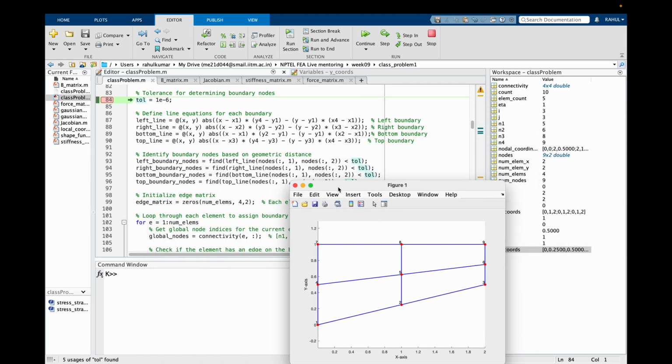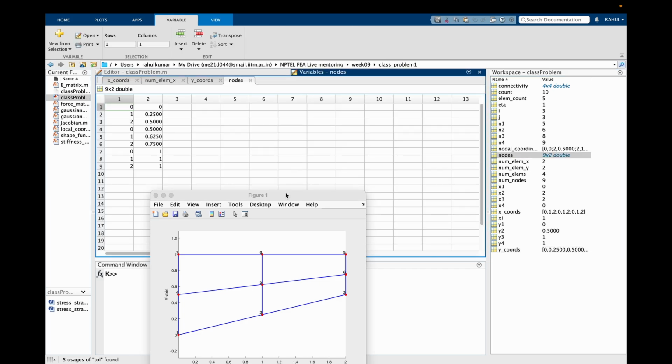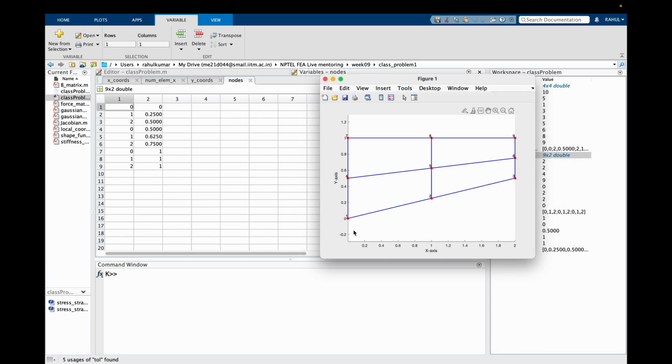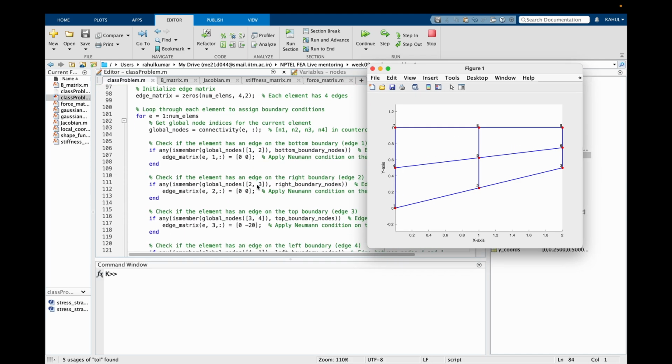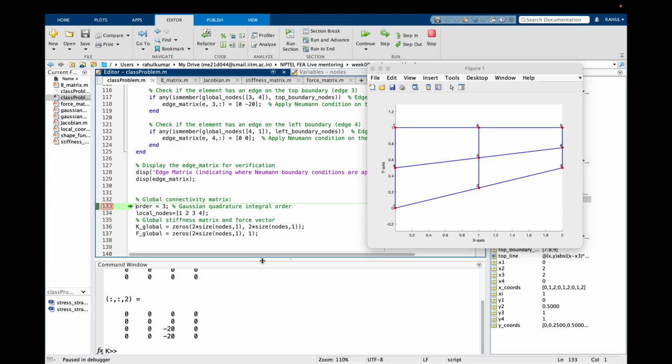Here you can see the nodes we have already created. Let's see what the nodes are. These are the nodes, and based on this, these are the nodal coordinates. For node number 1 this is the coordinate, node number 2, and similarly till node number 9. Along this line, the whole coordinate, it will try to find the index, and based on that it will mark it as the edge matrix. Let's run this code till this point.